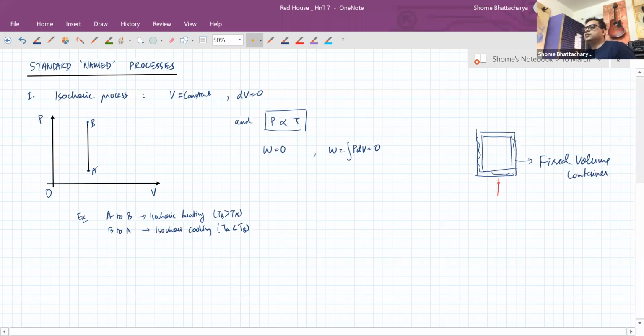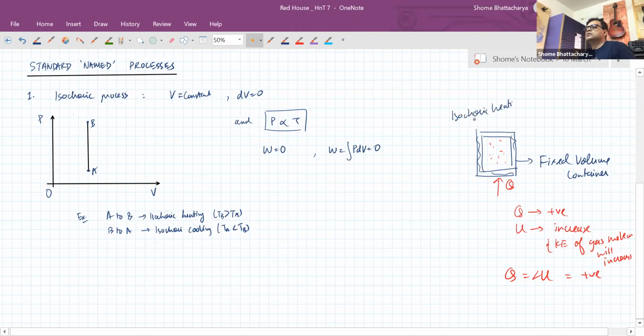So if you supply any heat to this, then what will happen? The internal energy, if Q is positive, that means the internal energy will increase because the kinetic energy of gas molecules will increase, and that Q will be equal to delta U, a positive quantity. Okay. So that's an example of an isochoric heating process.